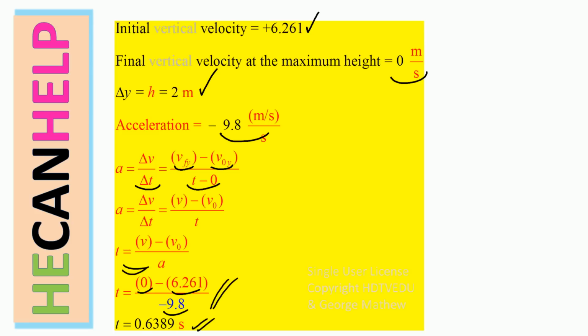Change of velocity divided by acceleration, that is 0.6389 seconds. What is the unit? Seconds. What is the magnitude? 0.6389 seconds.